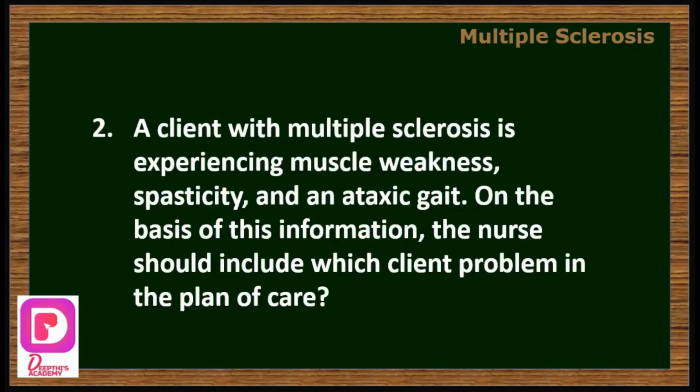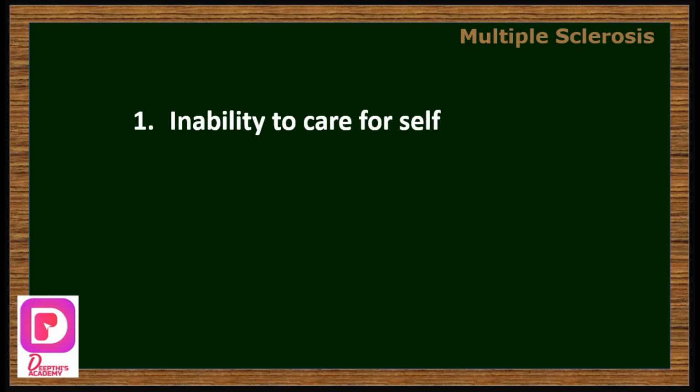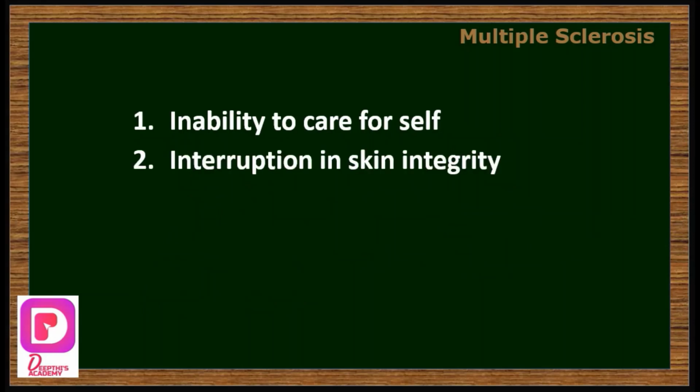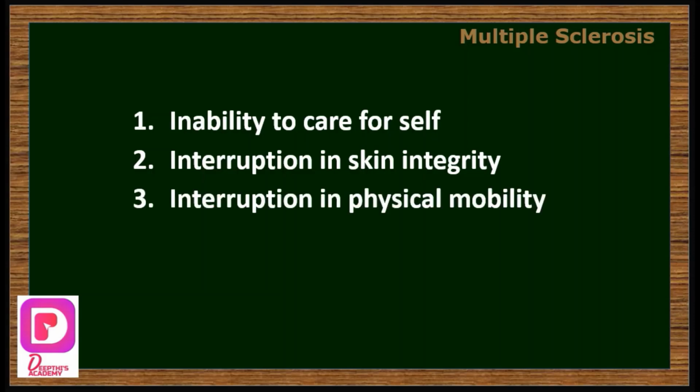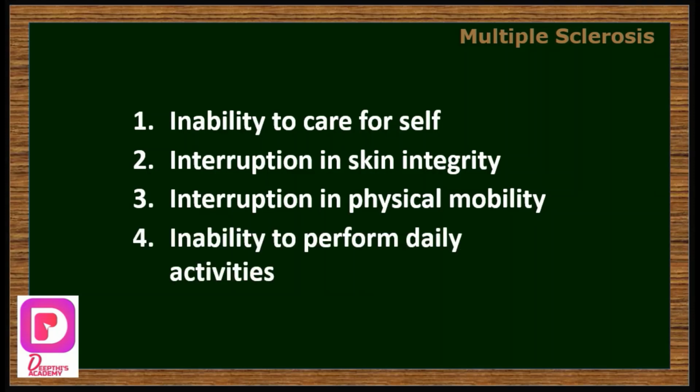Second question. A client with multiple sclerosis is experiencing muscle weakness, spasticity, and an ataxic gait. On the basis of this information, the nurse should include which client problem in the plan of care. The nurse has to find out the most appropriate interventions in the plan of care. Let's see the options. First, inability to care for self. Option number 2, interruptions in skin integrity. Third option, interruption in physical mobility. Fourth option, inability to perform daily activities.